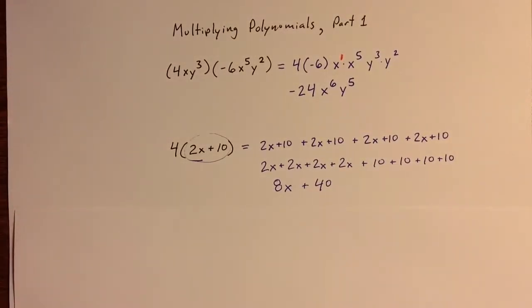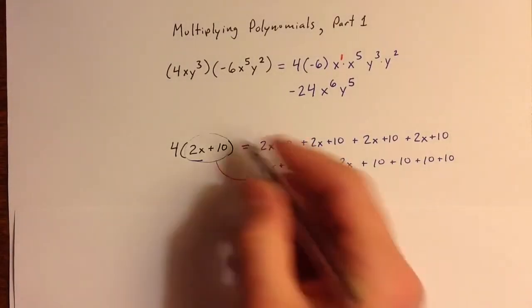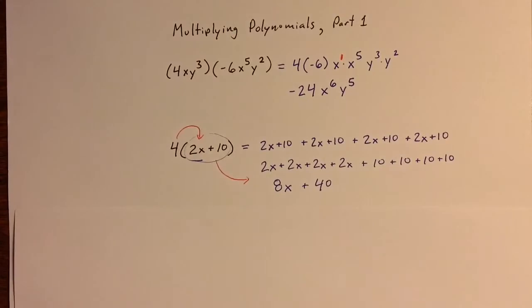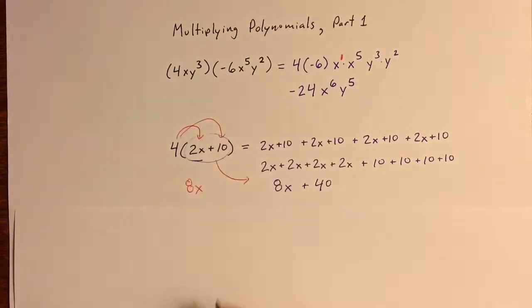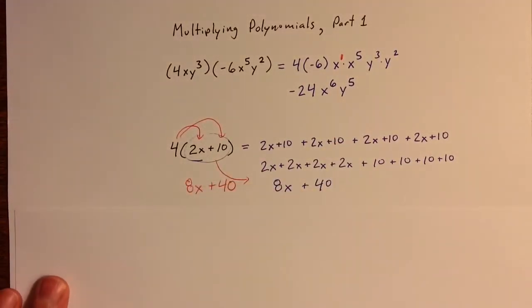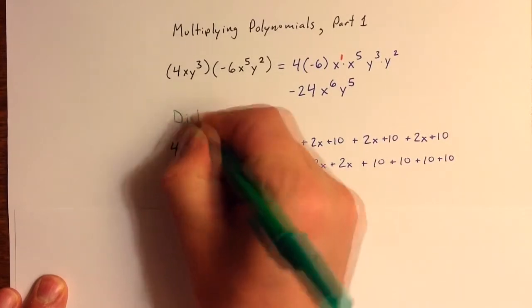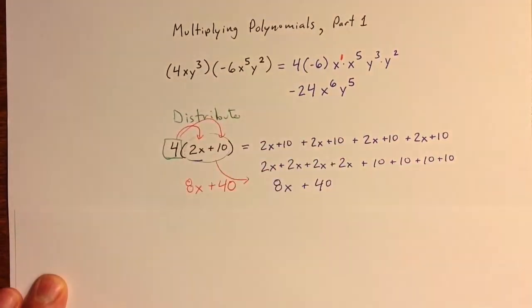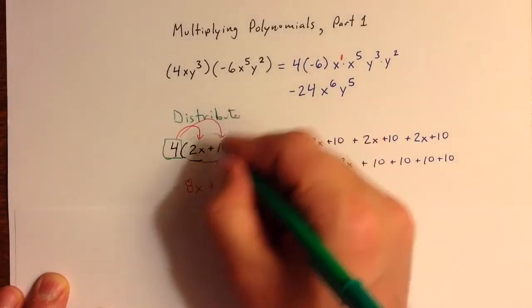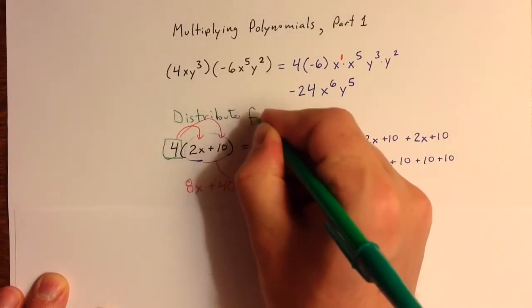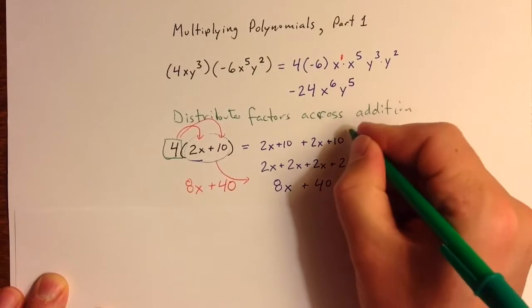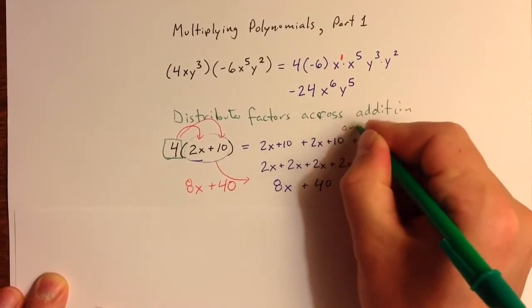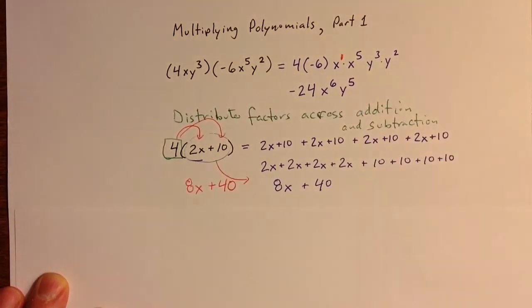Of course, the shortcut way to get from here to there is to multiply the 4 times 2x. 4 times 2 is 8, and 4 times 10 is 40. In words, the process here is called distributing. We can distribute 4 in this situation as a factor because it's multiplied with the other part of the expression. We can distribute factors across addition. And I should say we can distribute them across addition and subtraction. So we can distribute factors to the different terms of an expression.